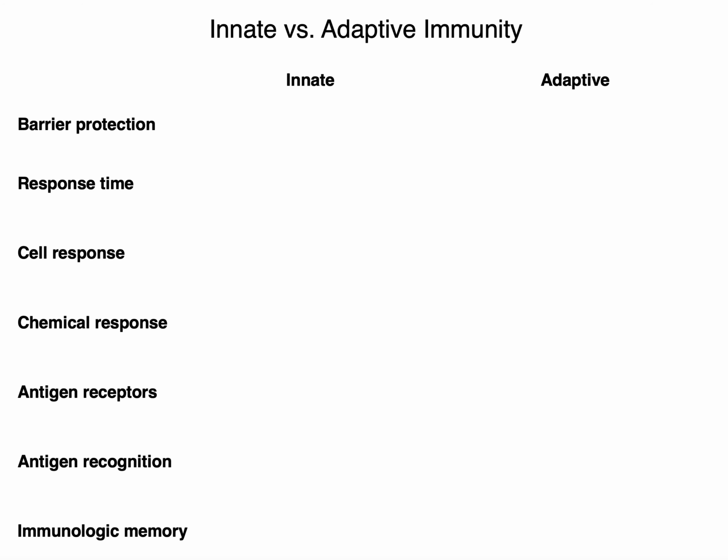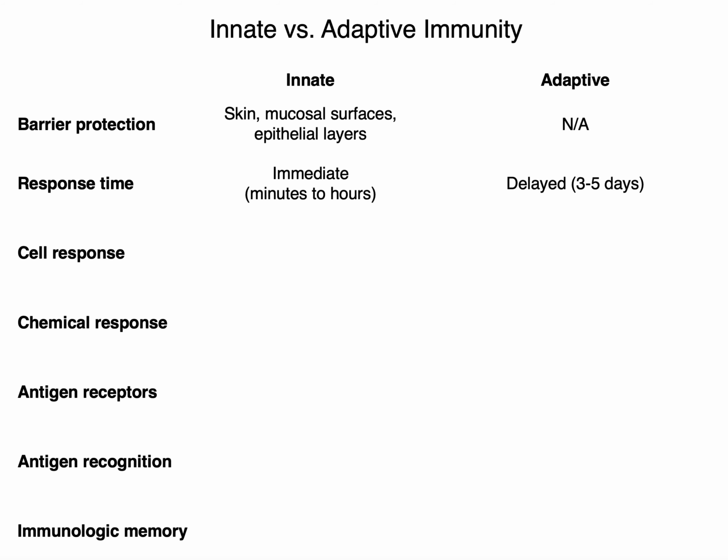There are 2 main arms of the immune response, the innate and adaptive immune response. I'm going to go through some of the key differences between the innate and the adaptive immune response. First is that the innate immune response is really important for barrier protection. This really isn't a component of the adaptive immune response. The innate immune response is immediate, within minutes, whereas the adaptive immune response can take several days to get going.